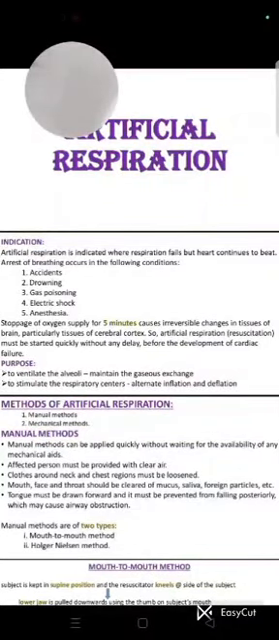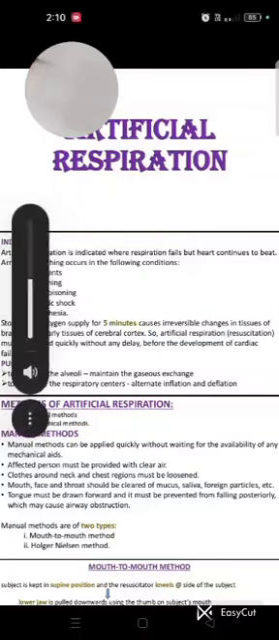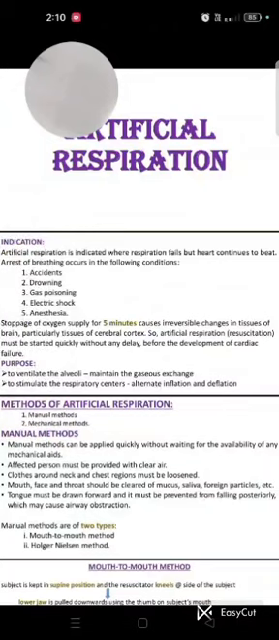Good morning, everyone. Today's topic is about artificial respiration. So, first we will see about the indications. The artificial respiration is indicated where the respiration fails but the heart continues to beat. So, whenever the respiration fails, we are supposed to give artificial respiration immediately.